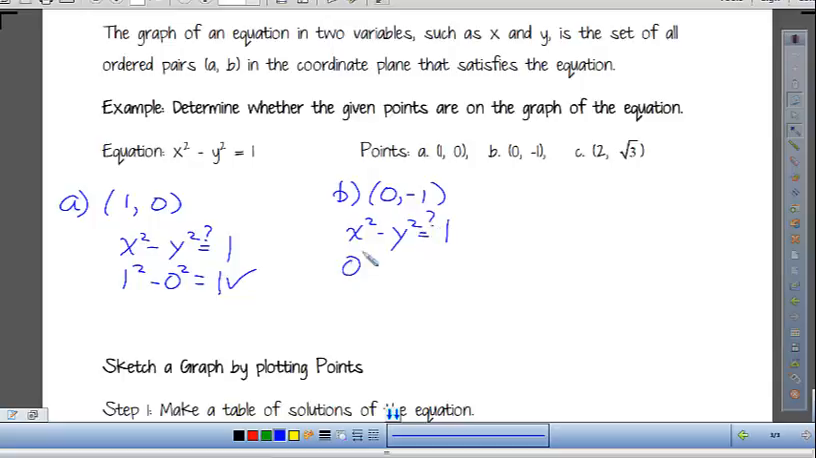All right, what about B, where we're looking at (0, negative 1)? This time we're plugging in 0 for x and negative 1 for y. It looks like we end up with what? Well, negative 1 squared is positive 1, but we're subtracting, so we get negative 1. So this one does not satisfy.